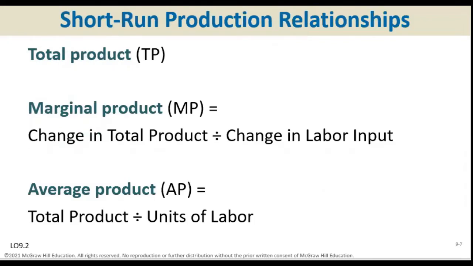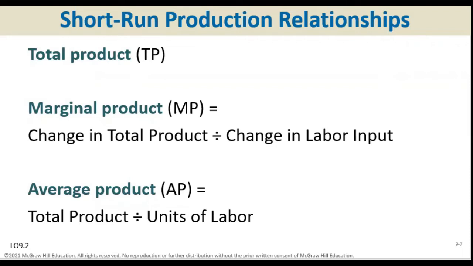The production relationship reflects how labor and output are related in the short run. The total product, TP, is the total quantity that is produced. Again, TP, total product, is the total quantity of output produced.